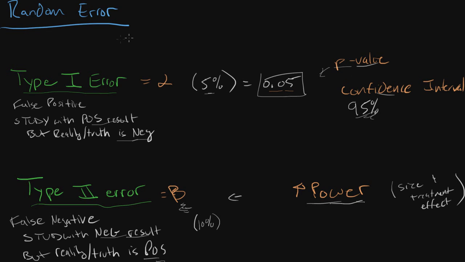So again, random error determines the precision of our study. We want to reduce the random error and increase the precision by, 1, having a good power calculation, increasing our power to make sure we have a low beta or type 2 error, and 2, setting a good alpha cutoff for type 1 errors to help determine our p-values and set confidence interval significance.